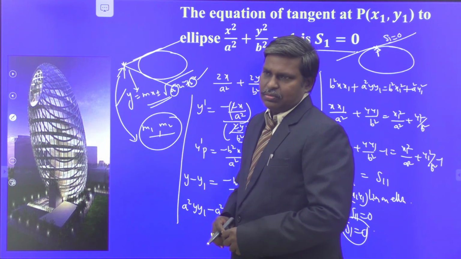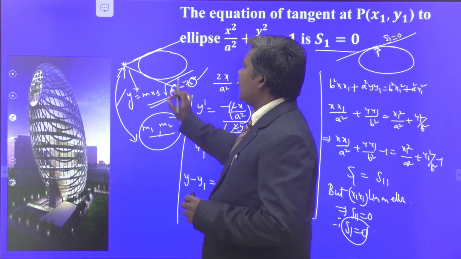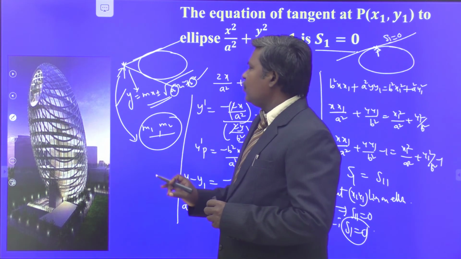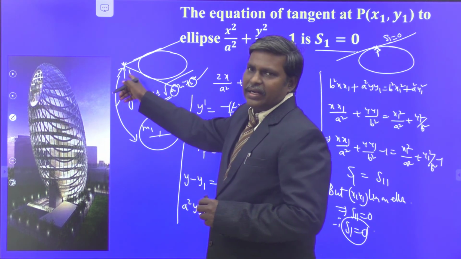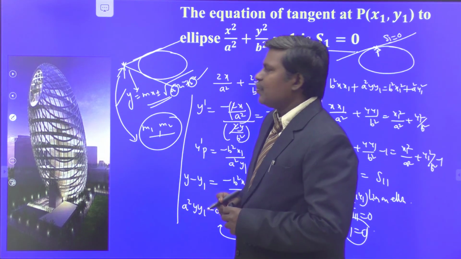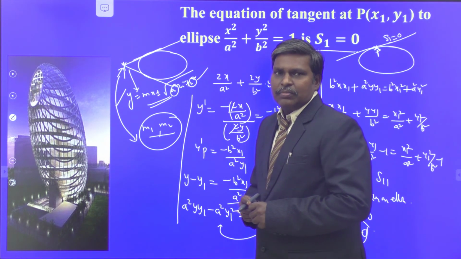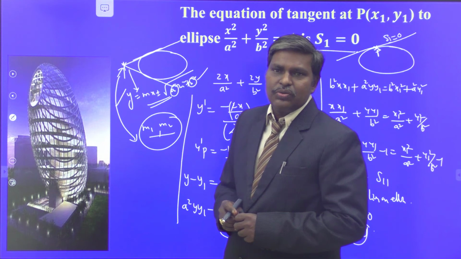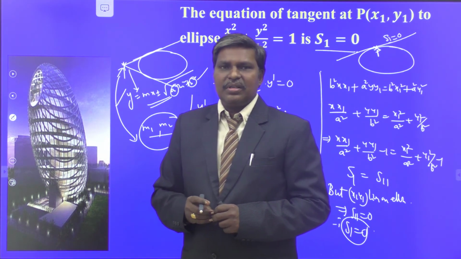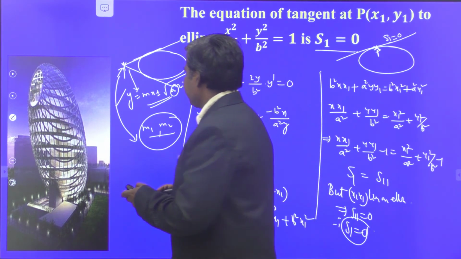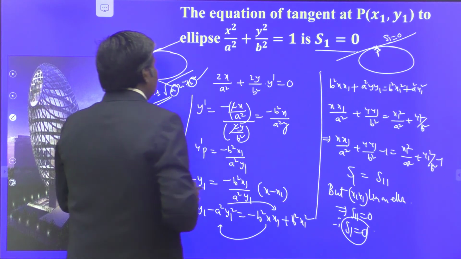Find the roots. These are what? Slopes of tangents through the point. Now we have the slopes and the point. With the help of the slope and point, we can write the equation as y minus y1 is equal to m into x minus x1. Understand? Next one.